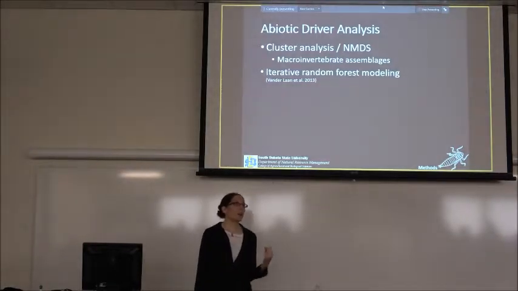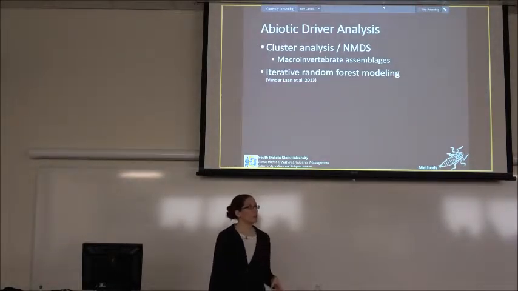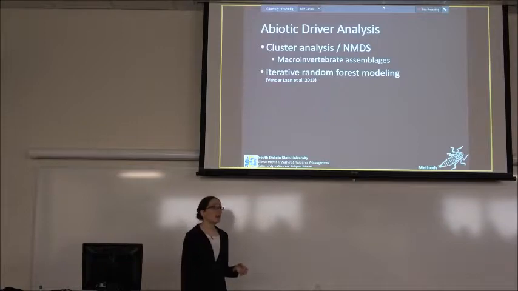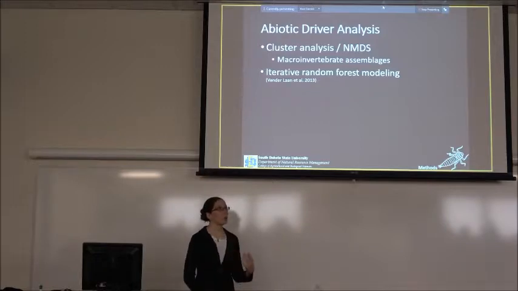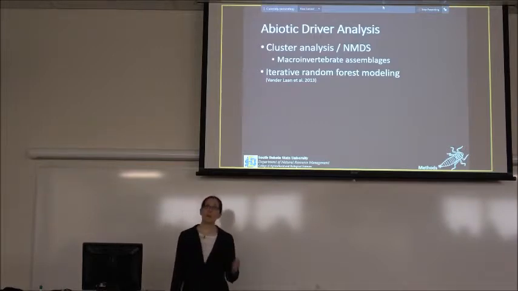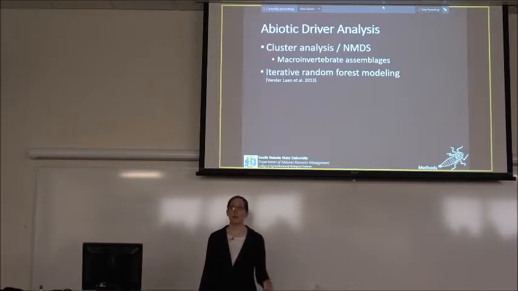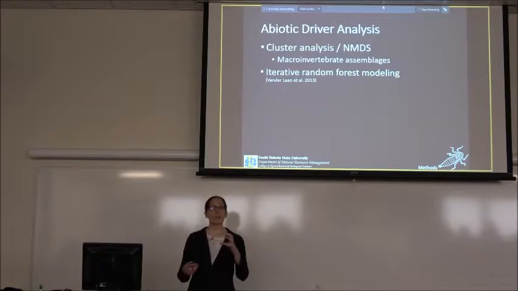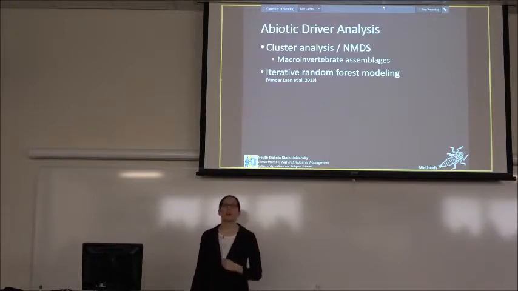To analyze our abiotic drivers, we used a combination of techniques. So first, we combined the macroinvertebrate assemblages from the NGP project and our own NWGP project into one data set, and then ran cluster analysis to identify biologically similar groups. Those groups were then compared to level 3 ecoregion, level 4 ecoregion, and river basin to see if those natural regions would match up with the groupings or not.